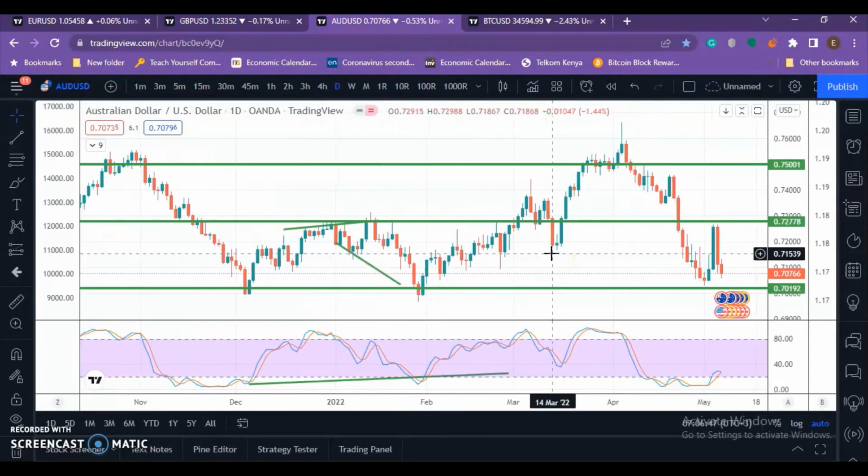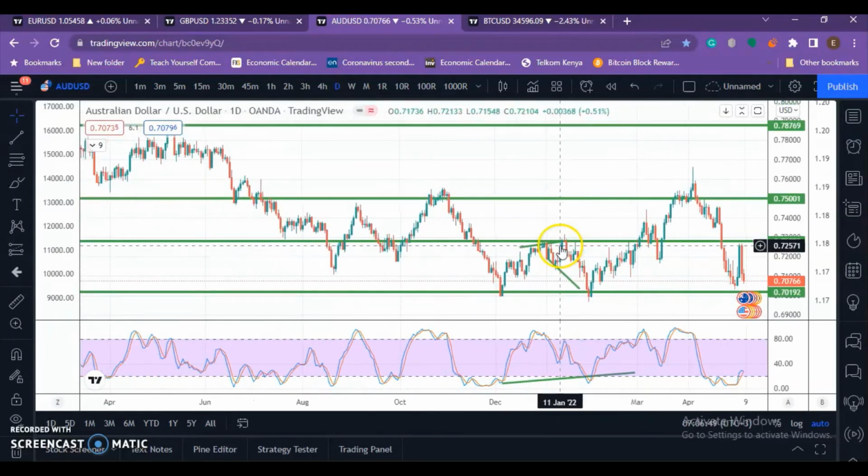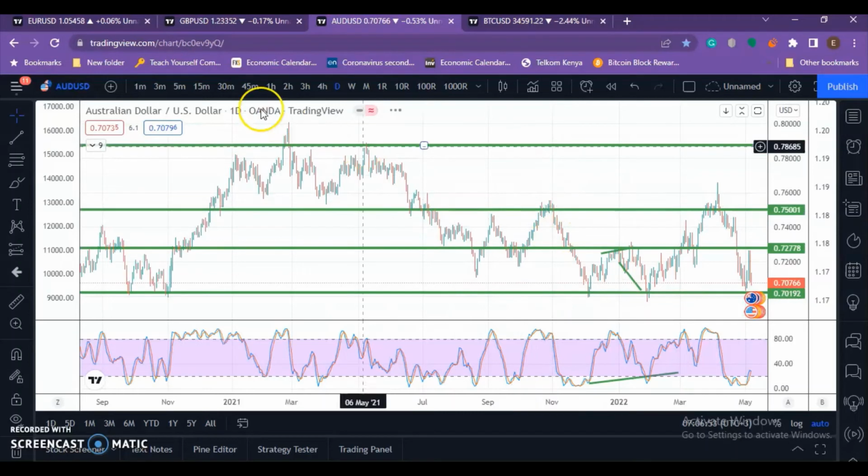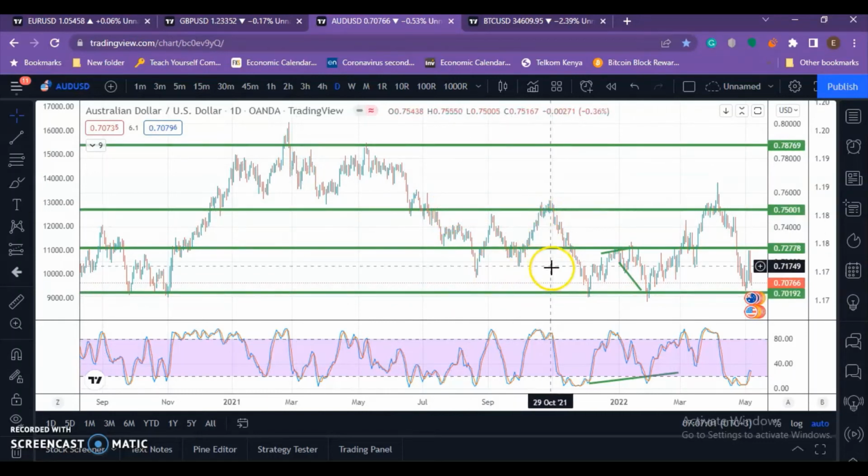In our daily, the consolidation now becomes good. This is the short-term consolidation, this is the long-term consolidation. From here to here is the long-term, from here to here is the short-term. So any break between these points, the markets will move aggressively, and be sure to ride on that market.